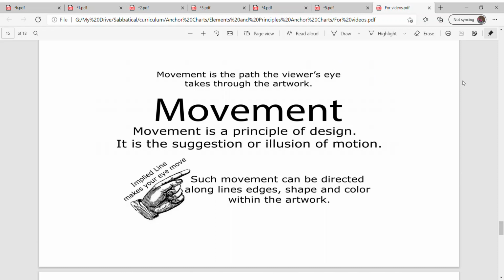That is a little bit about pattern and movement, and I hope you have fun using them in your artwork.